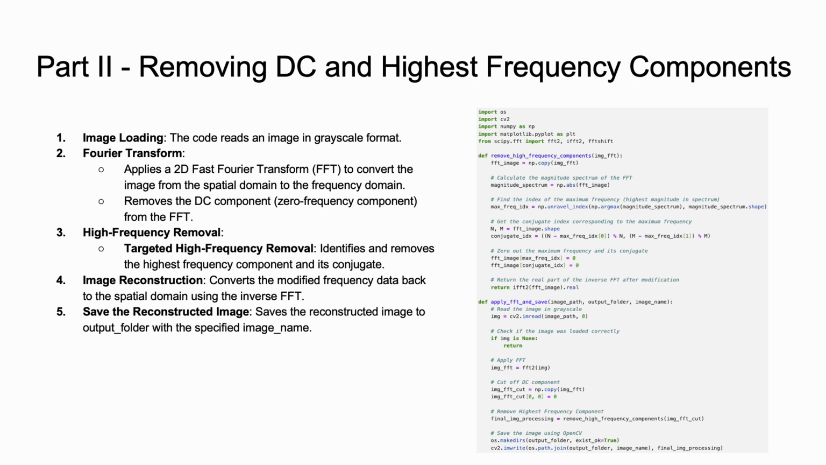In part 2, we took pre-processing a step further by removing not just the DC component, but also the highest frequency component and its conjugate pair. Highest frequency noise can obscure finer details in the images, so removing it aimed to further enhance clarity. The images were then reconstructed using inverse FFT and used for CNN training. This is the code snippet that was used on the whole tensile testing dataset, and the final dataset was prepared.